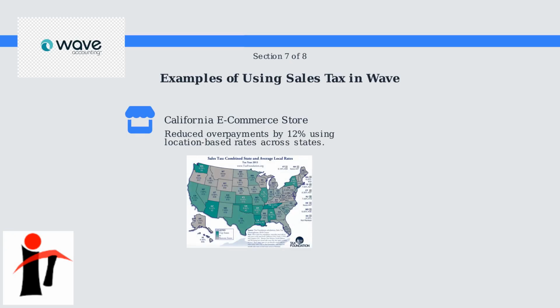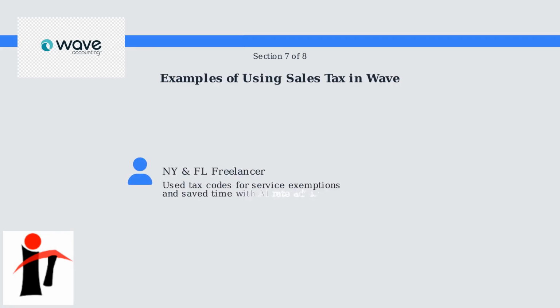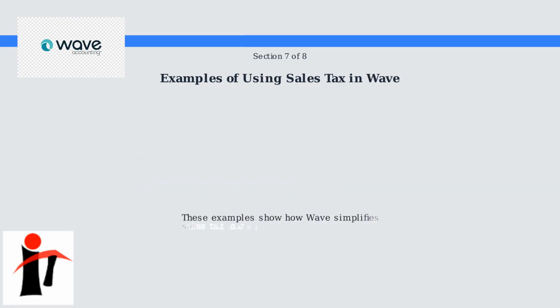A California-based e-commerce store reduced overpayments by 12% by setting up location-based rates across different states, ensuring accurate calculations for each jurisdiction. A freelancer operating in New York and Florida utilized Wave's tax codes for service exemptions, avoiding unnecessary taxes on certain work. Additionally, AI-driven rate adjustments automatically updated for changes, saving valuable time each month. These examples highlight how Wave streamlines sales tax management, helping businesses stay compliant and efficient across multiple locations and tax scenarios.